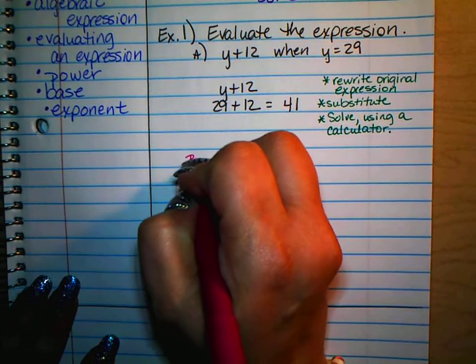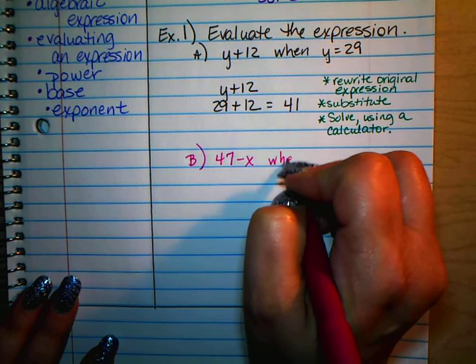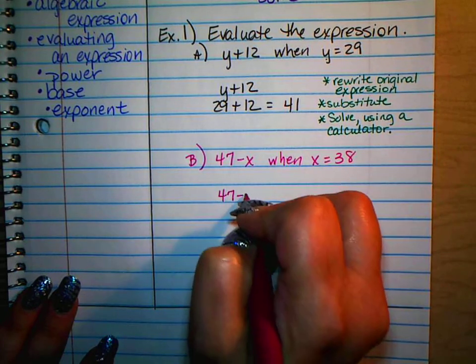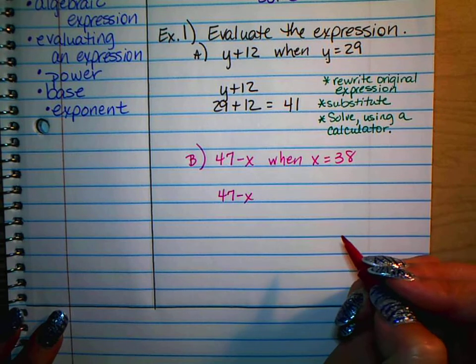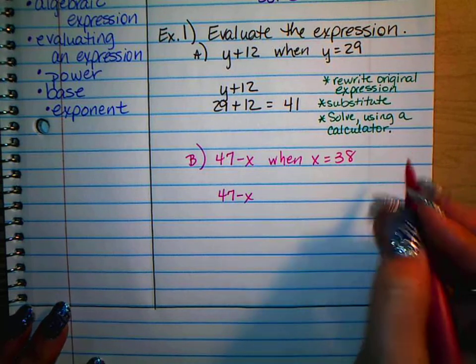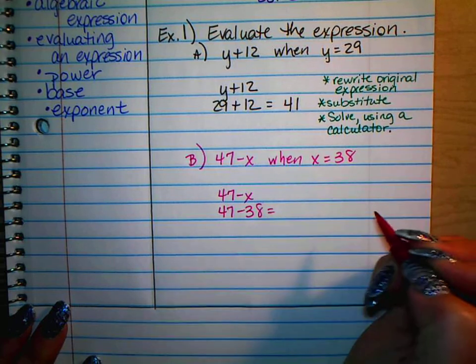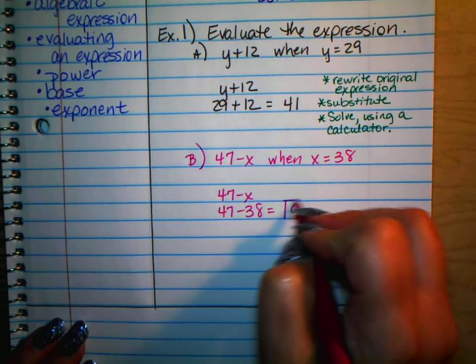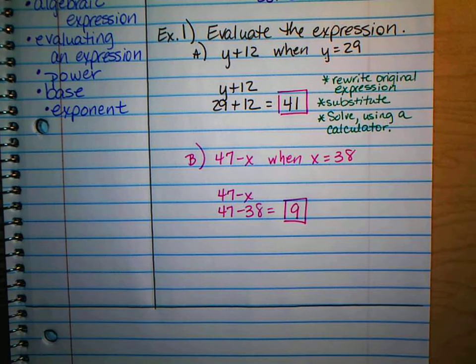So next we have 47 minus x, when x equals 38. Again, always rewrite the original problem. That makes it easier to find mistakes later if you make miscalculations. Substitute in for the variable. Then you can use a calculator and solve it. And 9 is our answer. Usually it helps if we box our answers as well.